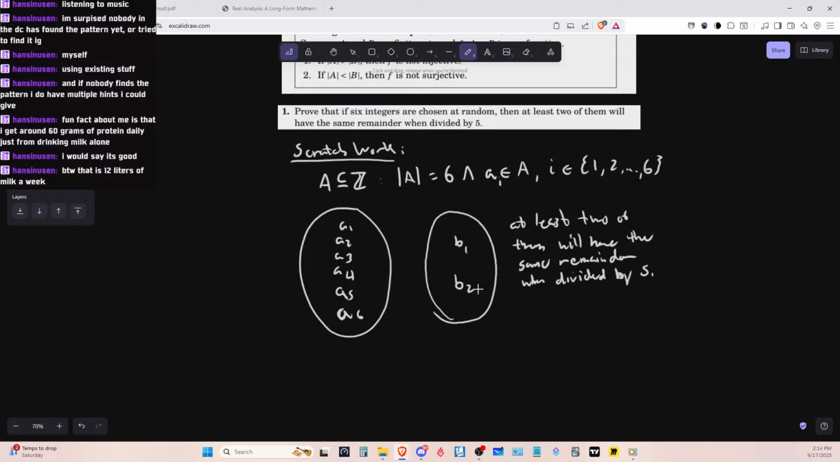That is 12 liters of milk a week. Wow. Thank you for actually doing the conversion.